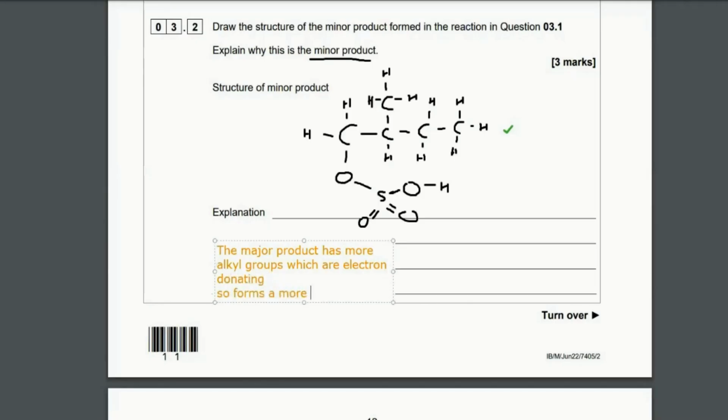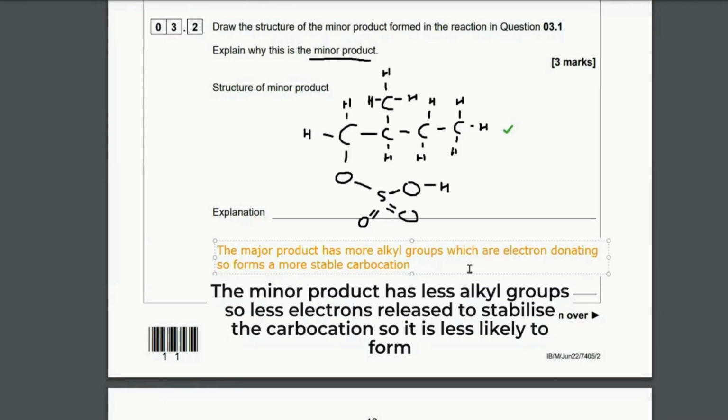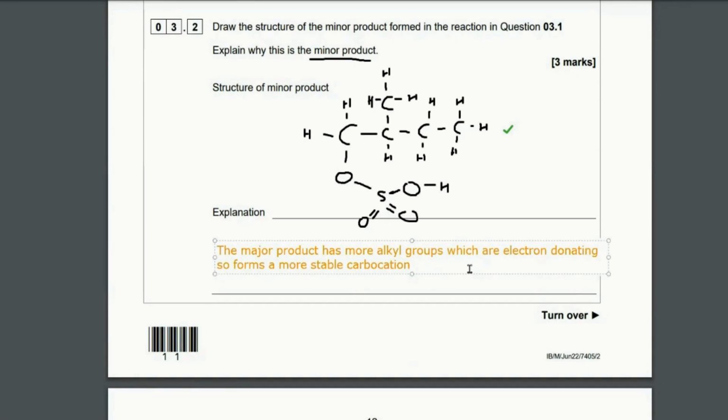Right, the major product has more alkyl groups which are electron donating, so forms a more stable carbocation. So our explanation is the reason why this doesn't form is because the major product is more stable. It has more electron donating groups, so it forms the more stable carbocation, and that will get you the 2 marks. You could write it in the reverse way and say the minor product has fewer alkyl groups, so less electrons released to stabilize it, so less likely to form. Anyway, that will score you 3 marks, 1 for the drawing, 2 for the explanation. Let's move on.